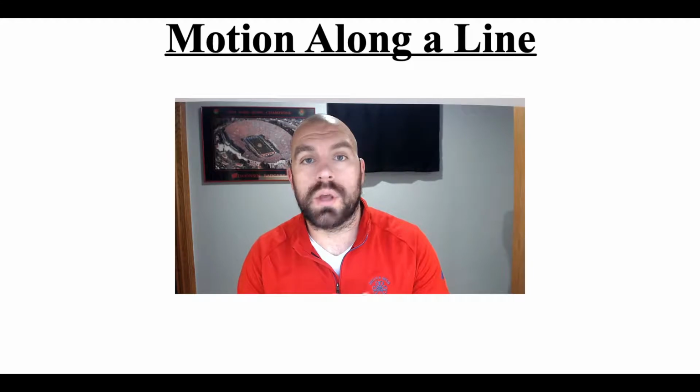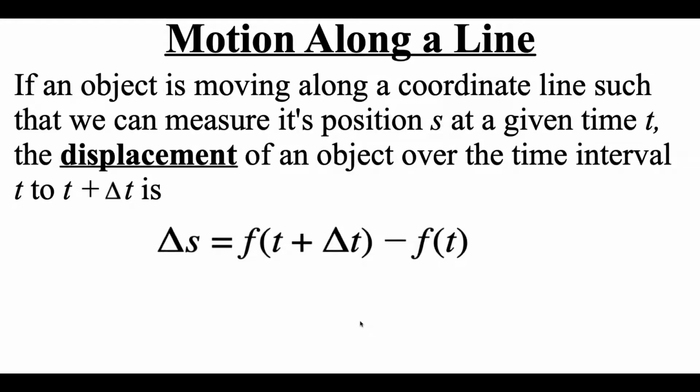In this video, we're going to look at motion along a line. So if we've got an object that's moving along a coordinate line such that we can measure its position, which we're going to call s, at any given time t, then the displacement of that object over the time interval from t to t plus delta t is this delta s. So it's the change in its position. So what we do is take f of t plus delta t and subtract off f of t. So f of t plus delta t is like your ending position minus f of t, that's where you started measuring where you were at.